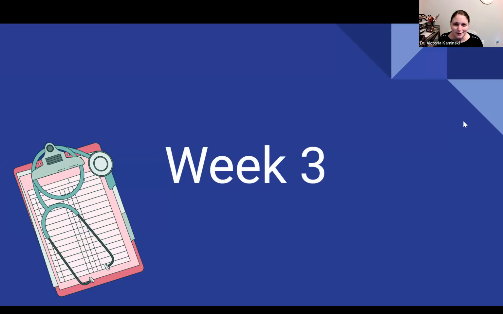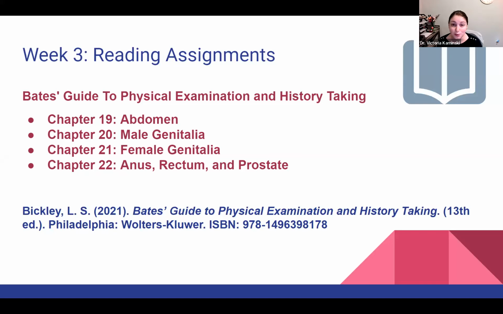Hello, everyone. We are in week 3, and so I'm going to spend the next few minutes going over this week's module, as well as the course activities and the rubric. You can see this week, your week 3 reading assignments are actually 4 chapters, chapters 19, 20, 21, and 22. And so that is on abdominal exam, male genitalia, female genitalia, as well as anus, rectum, and prostate. And those do all come from your Bates textbook.